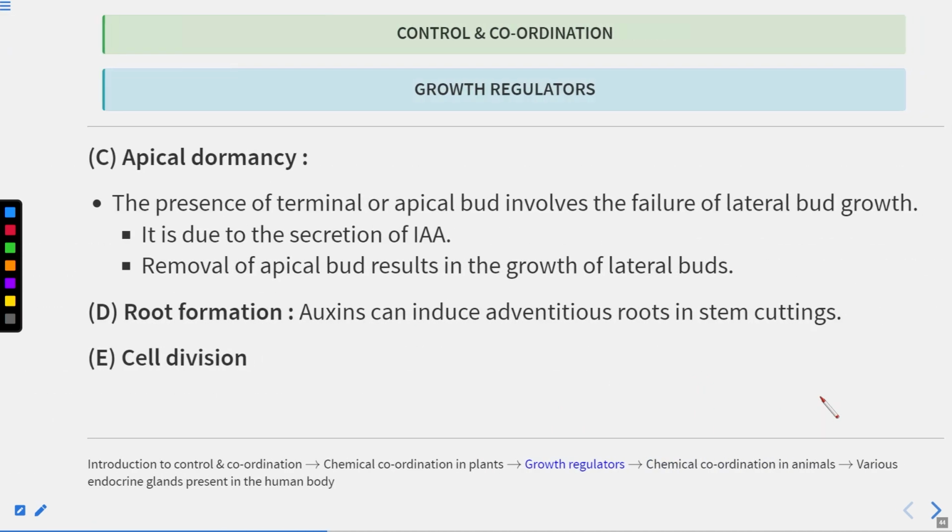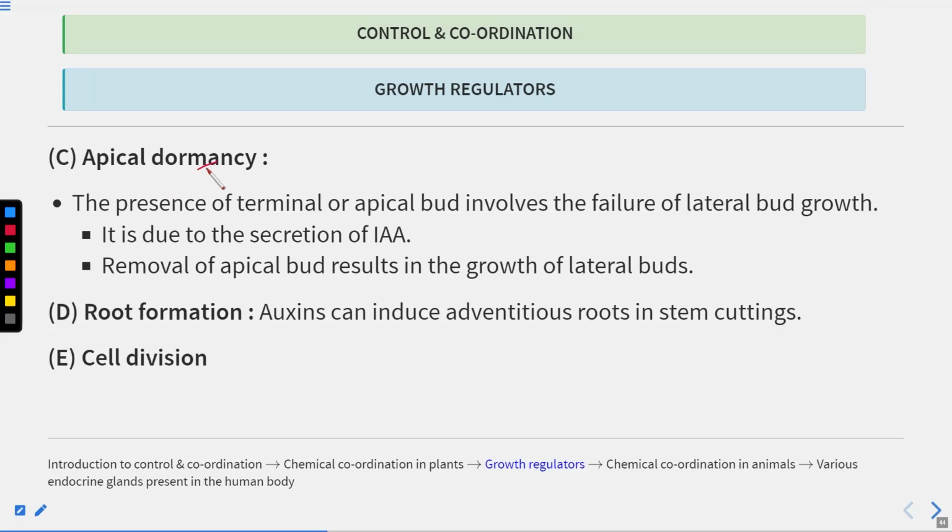Now, apical dormancy. Auxin also promotes apical dormancy. The presence of the terminal or apical bud involves the failure of lateral bud growth. This is known as apical dormancy. Due to the presence of the apical bud, the lateral bud formation is inhibited, and this is known as apical dormancy.